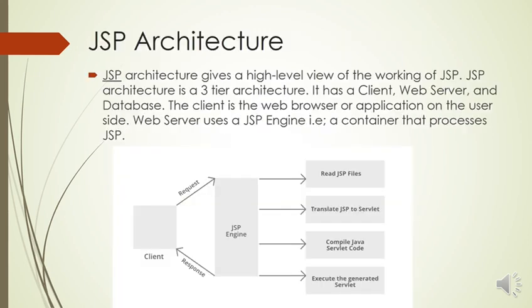JSP architecture. JSP architecture gives a high-level view of the working of JSP. JSP architecture is a three-tier architecture. It has a client, web server, and database. The client is the web browser or application on the user side. The web server uses a JSP engine, which is a container that processes JSP.